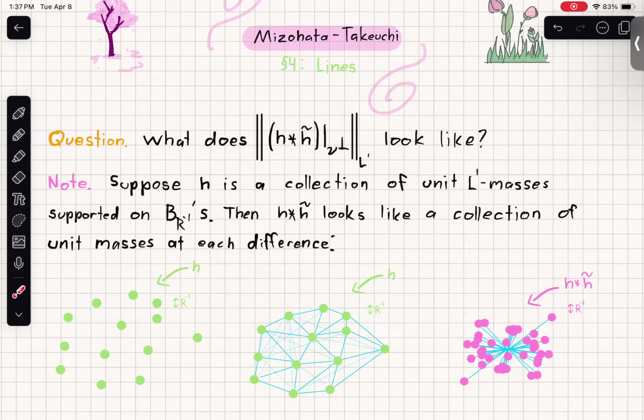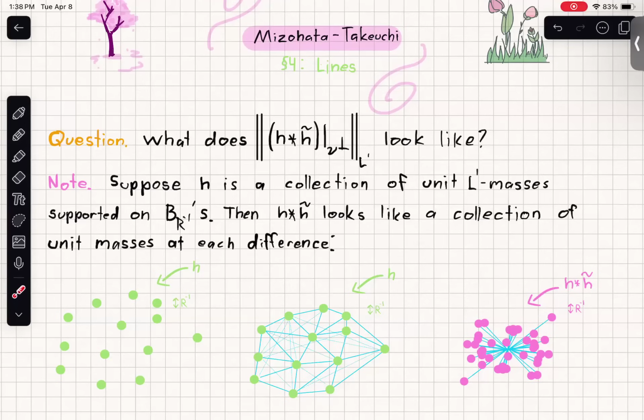So in other words, this quantity on the inside, this H convolved with H tilde, should look like the set of all difference vectors. So here I haven't actually drawn all difference vectors, because I think there would be like 78 or something. I think I've just drawn enough to convince you that I've drawn all of them. But we can pretend it's all of them for now.